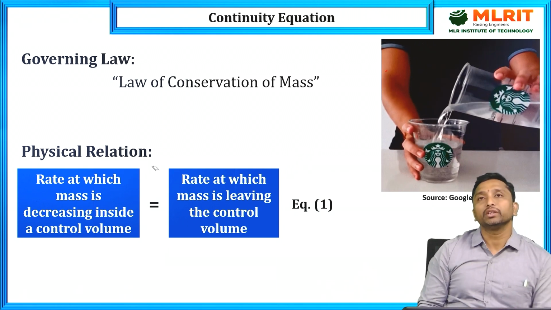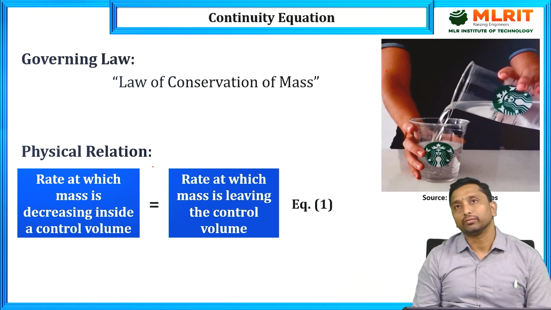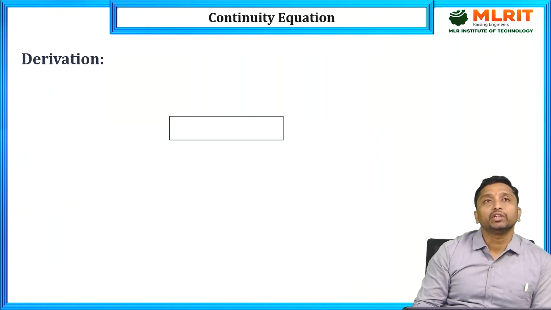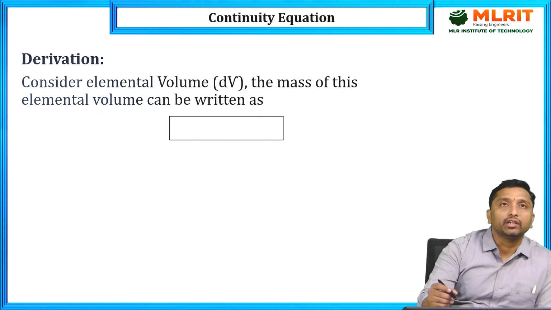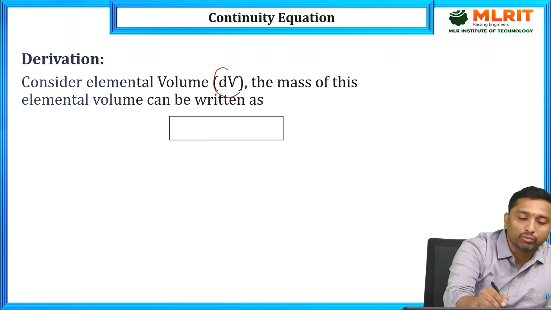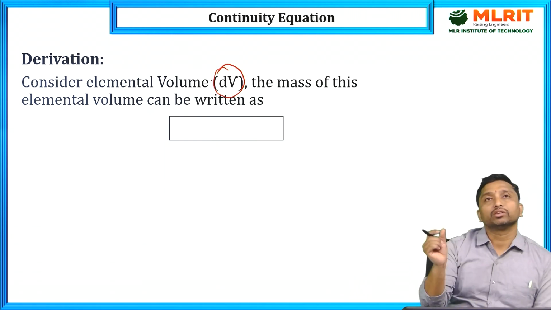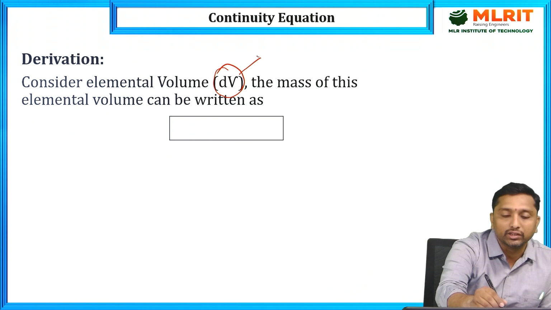So using this relation, we are trying to develop the flow model. Now let us begin with the derivation. Since we applied that law, let's try to apply it to the control volume. So we are considering control volume dV. There is an elemental control volume out of the total volume. We are considering a small segment of the control volume, which I am representing as dV.